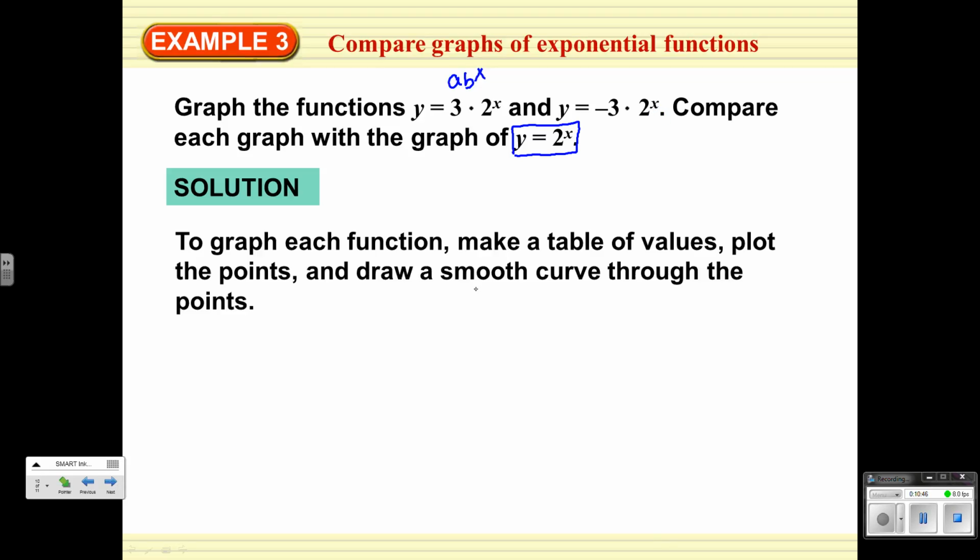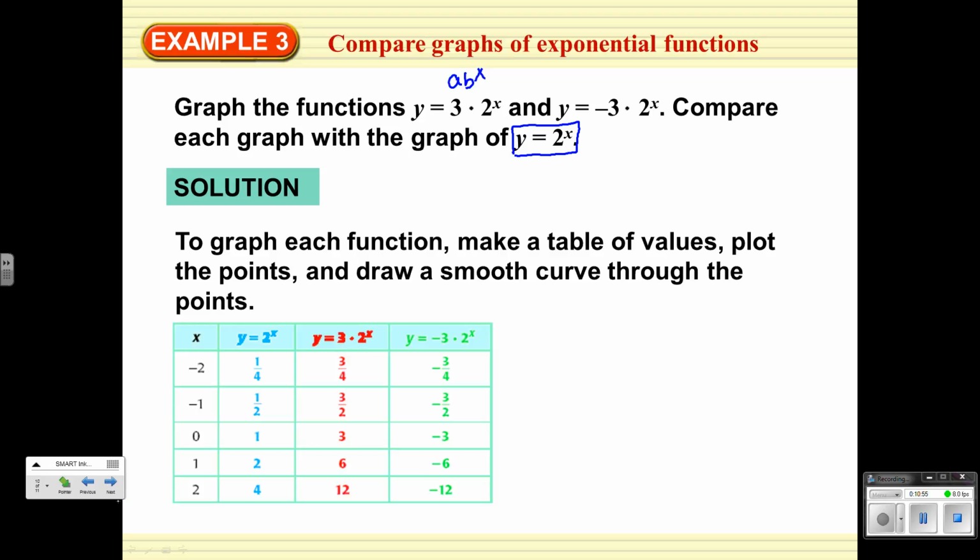To graph each function, make a table of values. We've already done this one in our last example. And then we're going to plot the points and draw a smooth curve. So here's our table. I'm going to let you pause the video if you want to. If you don't have the table in your notes, pause the video, fill all this in, make sure you understand how we got all of this. Okay, and then we're going to graph.